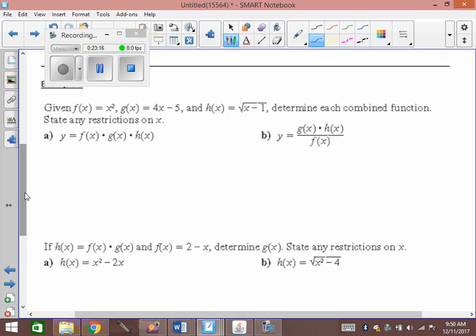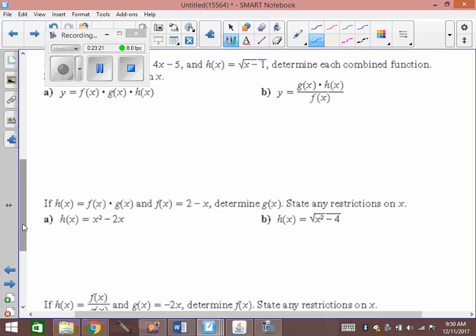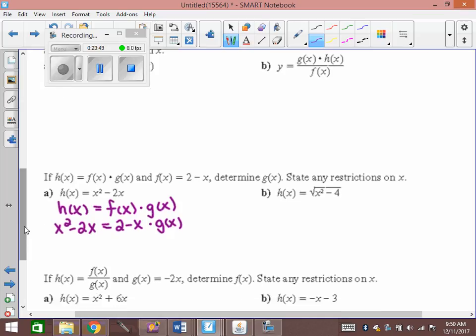So we're going to look down here at if h of x equals f of x times g of x, and f of x equals 2 minus x, then find g. Okay? So this was like the other one where they give you an answer. So we're going to have h of x equals f of x times g of x. So h of x is x squared minus 2x. F of x is 2 minus x times g of x. So to get g of x by itself, you're just going to divide by the 2 minus x.